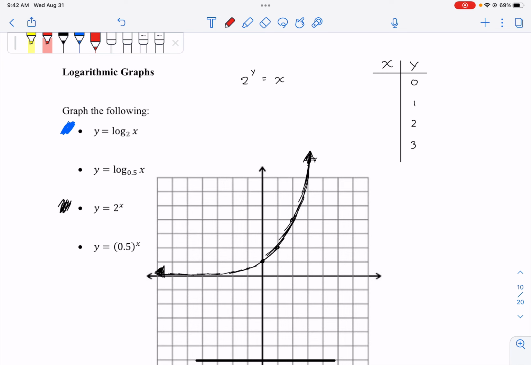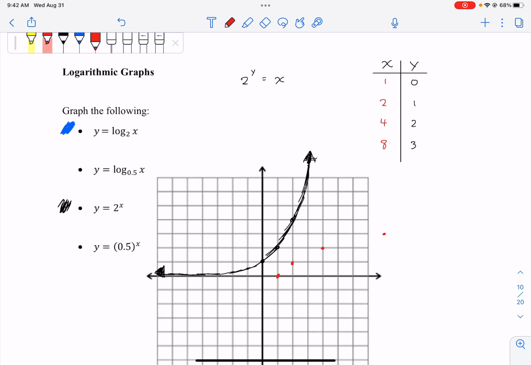When y is equal to 0, x is equal to 1. When y is equal to 1, x is equal to 2. Y is equal to 2, x is 4. And when y is equal to 3, x is equal to 8. So let's go ahead and plug that in. 1, 0, 2, 1, 4, 2, and then 1, 2, 3, 4, 5, 6, 7, 8.